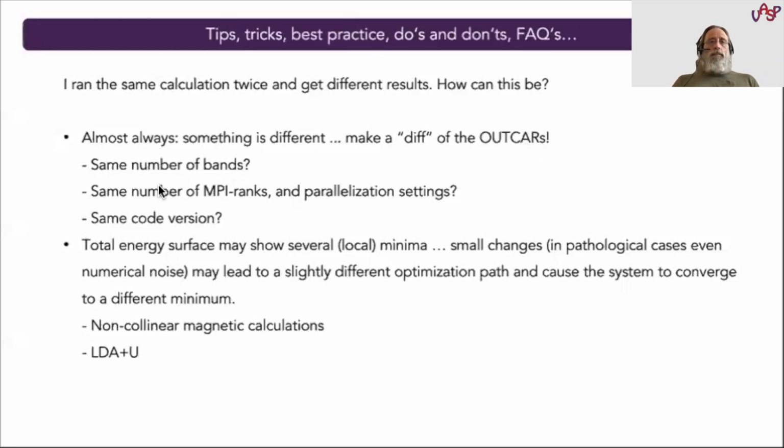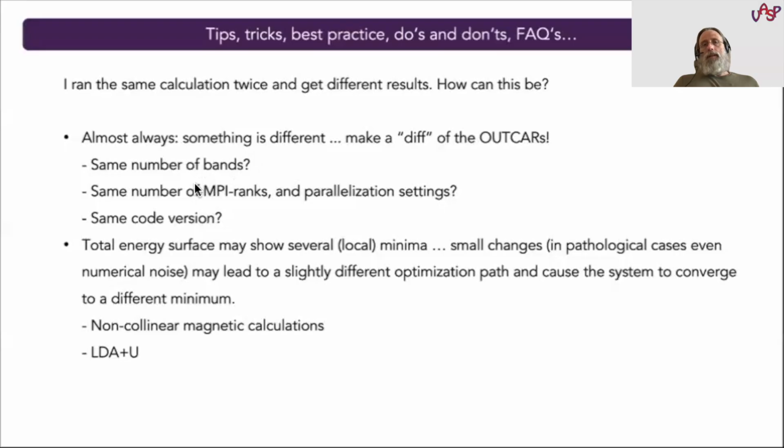Are you using the same number of bands, same number of MPI ranks, parallelization settings? Maybe not the same version of the code. Mostly, in fact, it's due to a slight difference in the parallelization setting or the number of MPI ranks. This in turn might affect the number of bands. You can have a look in the wiki at our section on parallelization settings to see the relationship between the number of bands the code takes and the number of MPI ranks and the way the job is parallelized.